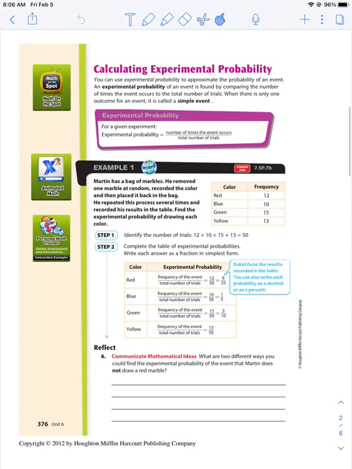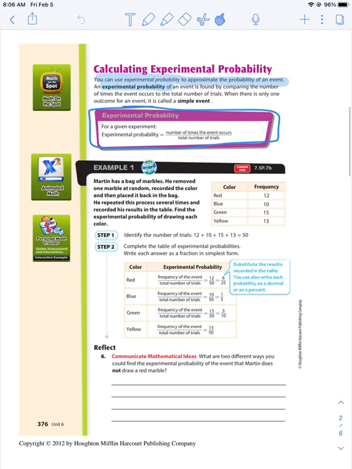So you can use experimental probability to approximate or calculate the probability of an event. Experimental probability is found by comparing the number of times an event occurs to the total number of trials. Just like we talked about on the last slide, the numerator is the number of times it happens, and the denominator is the total possible outcomes. And notice that formula is given right here. We're going to use this a lot today and tomorrow. All right, so experimental probability is the number of times the event occurs over the total number of trials.